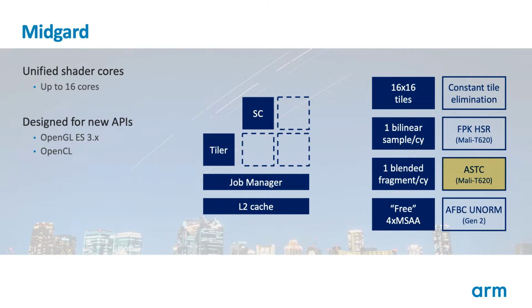ASTC support, Adaptive Scalable Texture Compression, introduces support for the state-of-the-art compressed texture format, allowing the compression of almost any asset with high image quality and a flexible choice of bit rates. Finally, we see the first GPUs with AFBC support, Arm Frame Buffer Compression, which enables transparent, lossless compression of frame buffers, saving yet more bandwidth for frame buffer accesses.